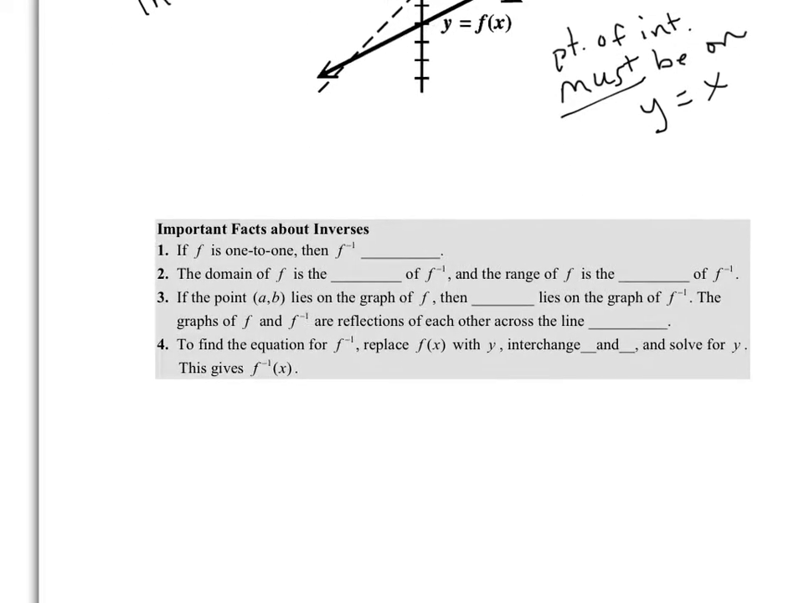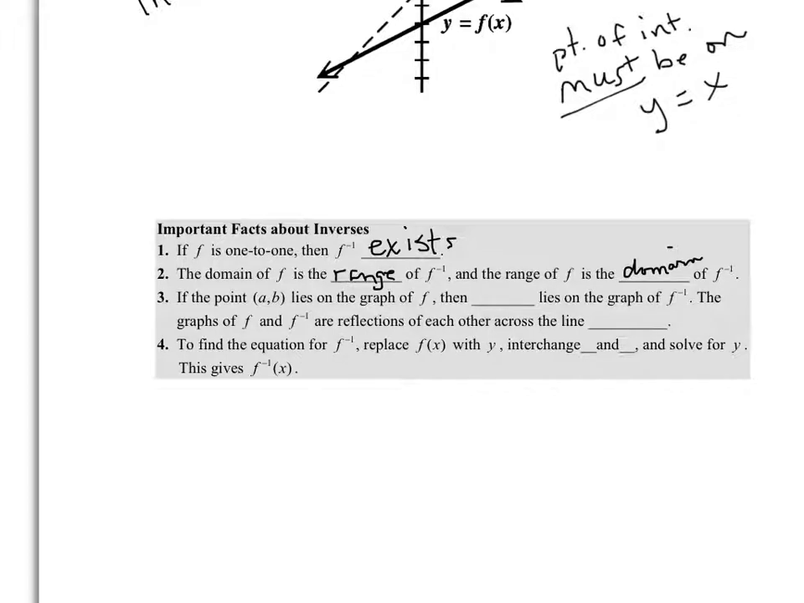Now, if we come down to this table, we do have some things we should be able to summarize that we've learned about inverses. First of all, if our function f is one-to-one, then that means that the inverse function exists. Second, the domain of f is the range of the inverse, and the range of f is the domain of the inverse. So we know that the x's and y's switch, which naturally means our domains and ranges will switch.